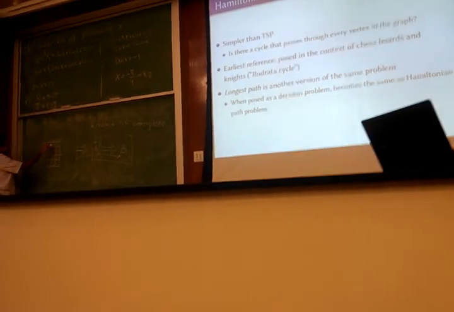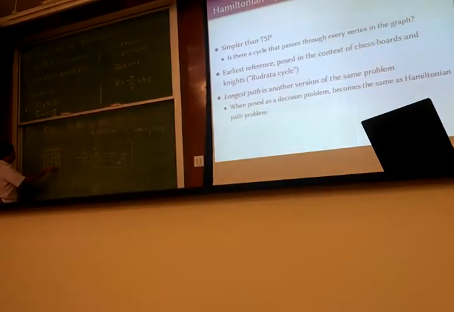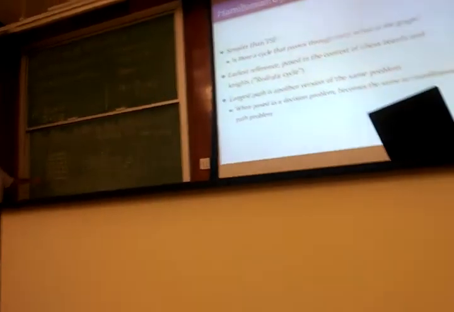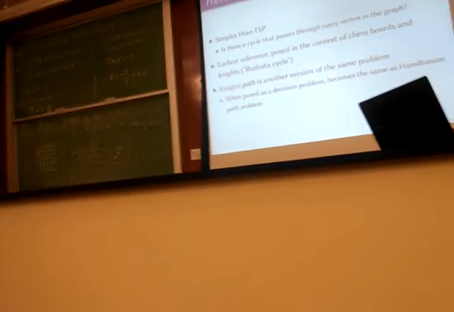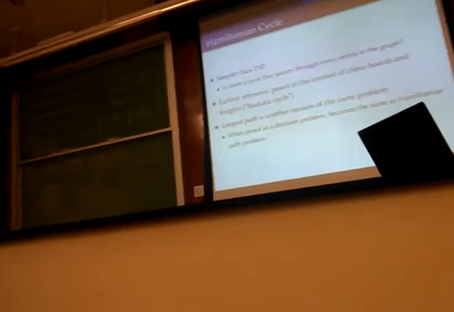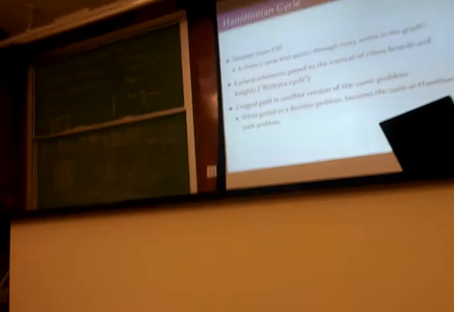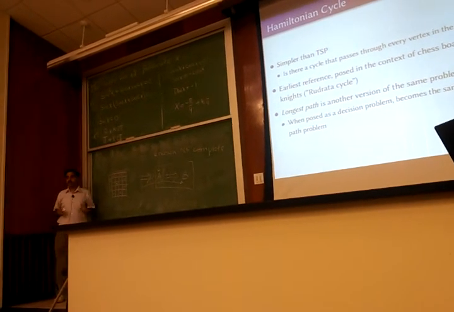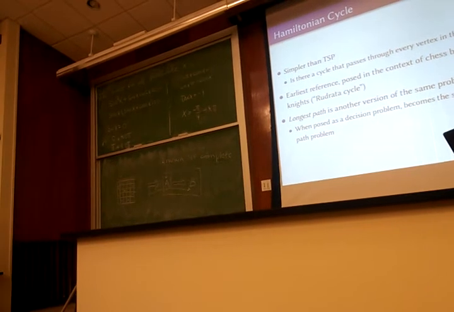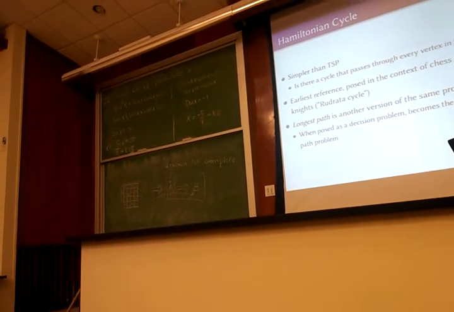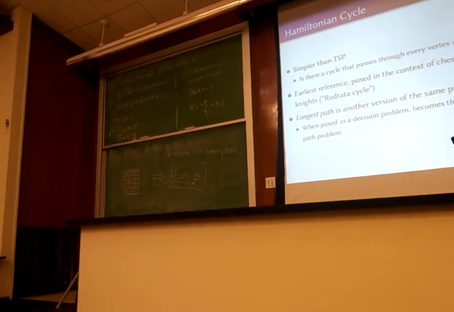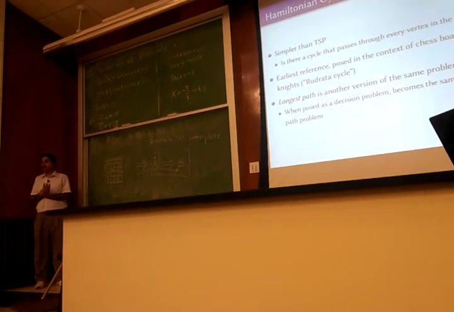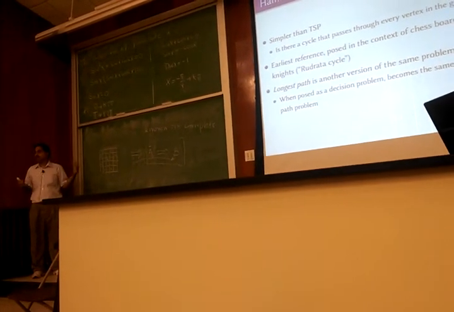So a knight here can visit these squares, right? And if you make a graph where each square corresponds to a vertex in the graph, then this vertex will have 8 neighbors. So that's how you convert a knight's tour problem into a graph problem. And if you do that, then the question of visiting every square in a chessboard is equivalent to finding a Hamiltonian path through that graph.